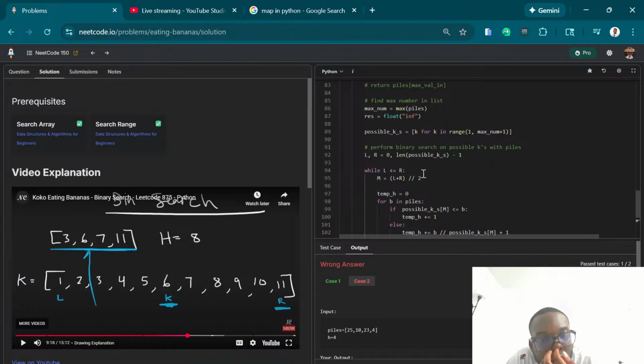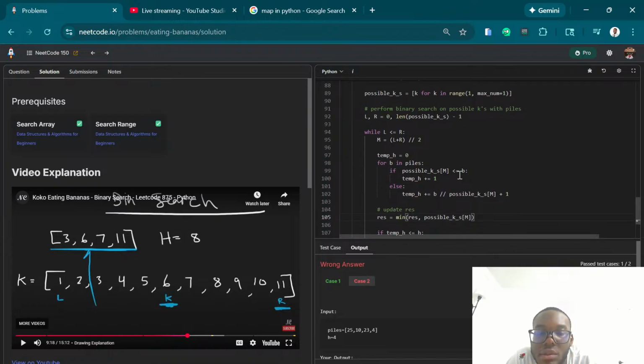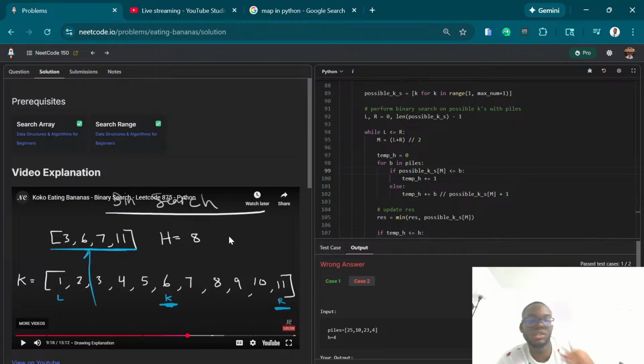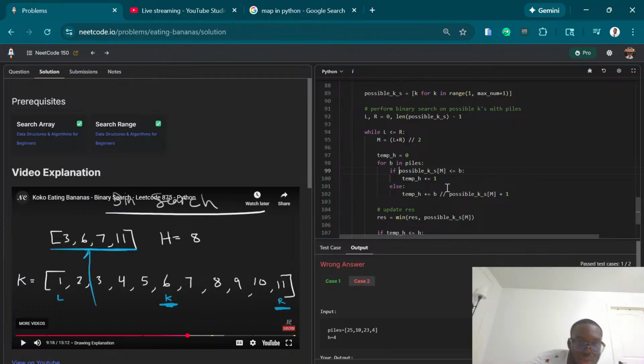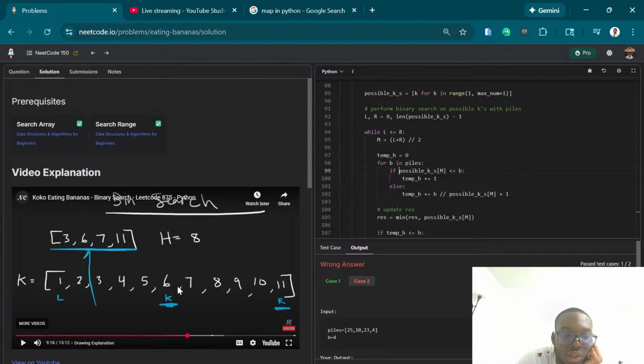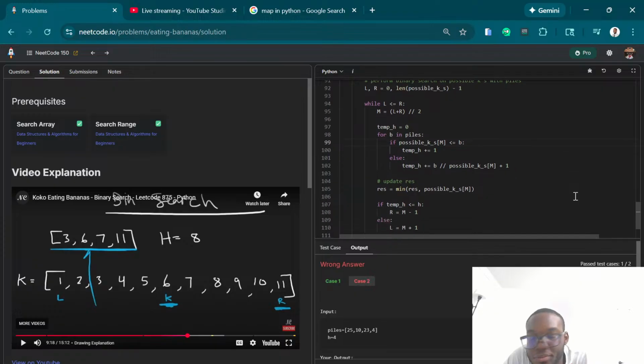Running binary search, so we get the middle, which is going to be 6. And then 0, so for we in piles, this here, if possible, and which is this, is less than or equal to B, plus 1. But if it's greater than B, then we're just going to do, for example right here, it's going to give you 1, then plus 1. But if it's like 3 and 3, whatever. And then it will do that for every single one in the piles here, to give you the temporary H.